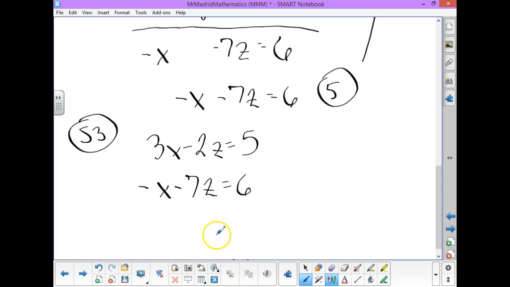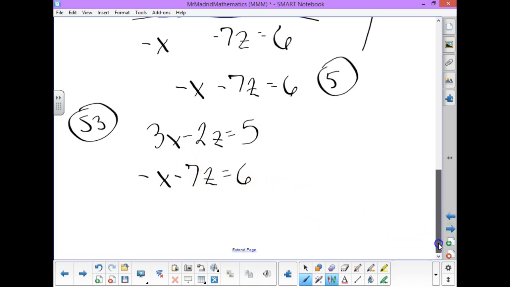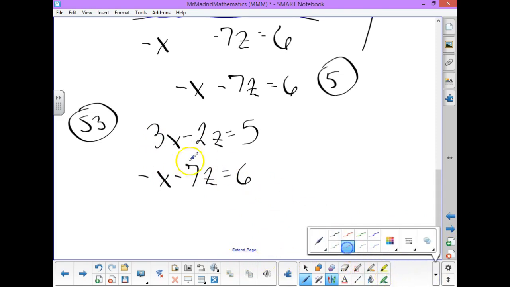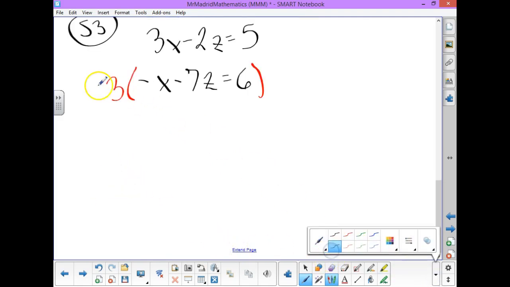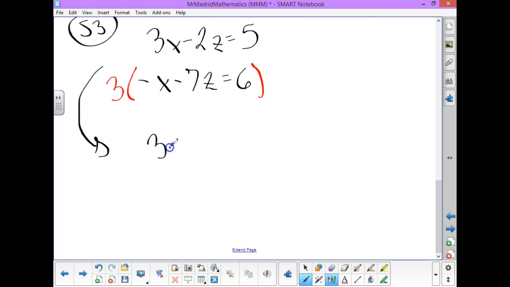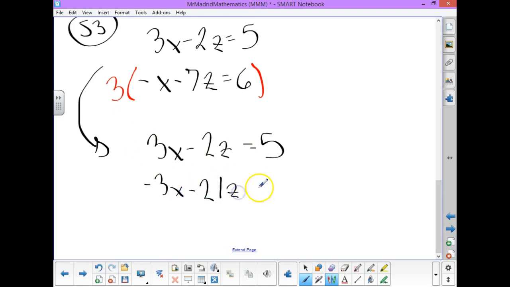Alright, so what we're going to do here is try and cancel out an additional variable. Now, we don't have the luck of having opposite coefficients, so we're going to use the same trick as last time. Up here, I'm going to notice that I can multiply by 3, so I can have a negative 3. So that's what the trick's going to be here. So now I'm going to rewrite it over here. First one stays the same, equals 5. And this next one now is what? Negative 3x minus 21z equals 3 times 6, that would be 18.